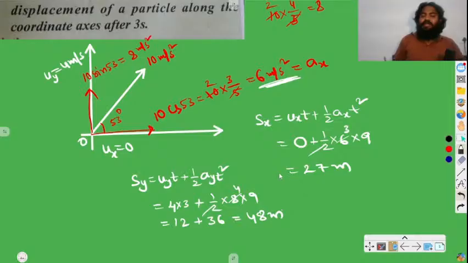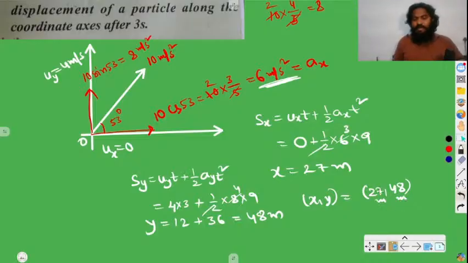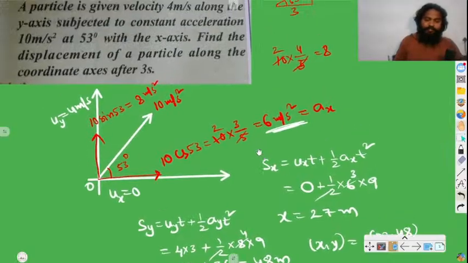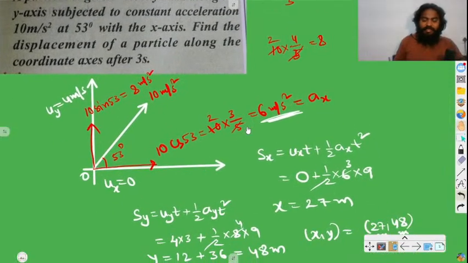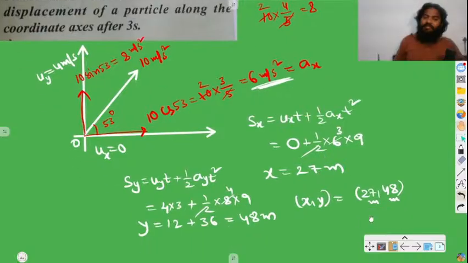Okay, now here displacement along the x-axis is 27 meter, displacement along the y-axis is 48 meter. Now they asked for x comma y coordinates. So it is 27 comma 48 meters. Meters, the units, do remember, right? This is the answer for the third question. Clear, right? And next, coming to the fourth question.